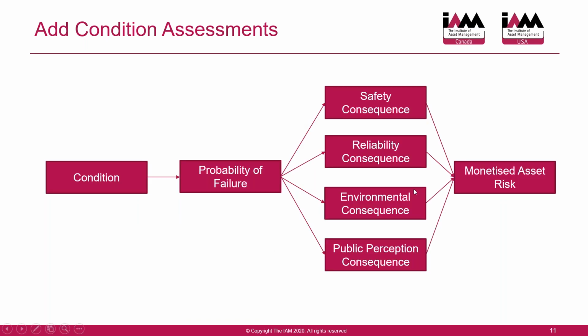So now, in our simple asset replacement model, we replace age with condition, and we get a better model. Of course, to achieve this improvement, more data is required. We need to have condition assessments for all those assets, and we need to understand the relationship between probability of failure and condition of the asset.